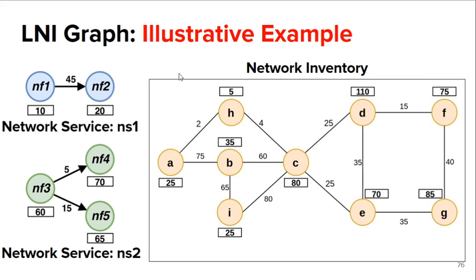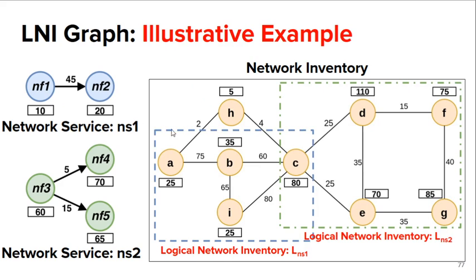On the left side, we have two network services where the numbers in rectangles represent the requested CPU capacity and the numbers near the lines represent the required bandwidth capacity. The network service 1, NS1, connects two network functions, network function 1 and network function 2, with 45 units of bandwidth on the edge between them. The network service 2, NS2, requires a bandwidth of 5 over the edge NF2 and NF4, and 15 units over the edge NF3 and NF5, and different CPU node requirements. On the right side, we have a network inventory. The number near the links is the available bandwidth, and the numbers in the rectangles represent the available CPU resource in the node.